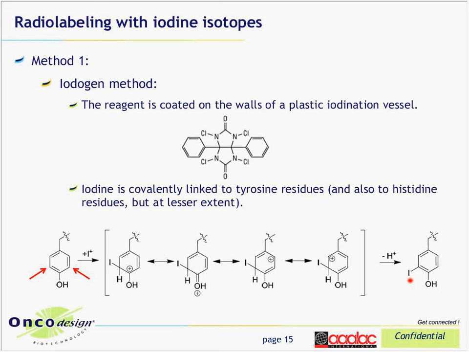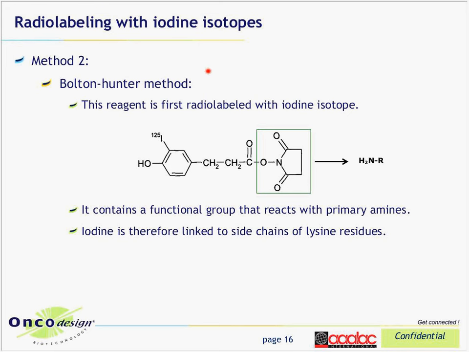If the reaction is run for a sufficient amount of time, you can have two iodines on the same group. So this technique is usable when tyrosine residues are available in the molecule to be studied and not involved in its biological activity. If you can't use the method because you have no tyrosine or tyrosine is involved in biological activity, the method that can be used is the Bolton-Hunter method.